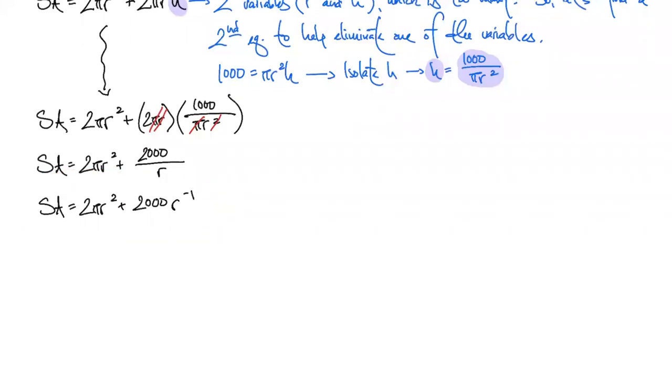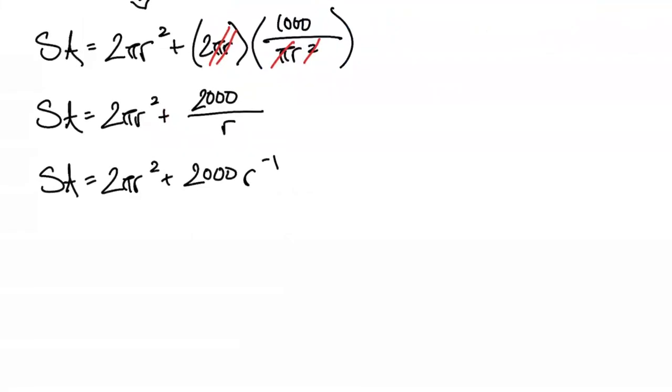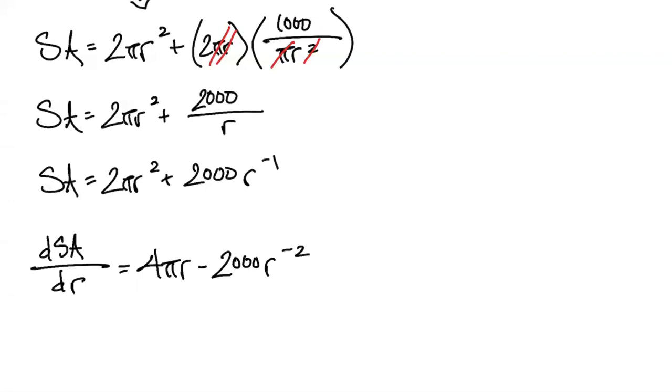Now we were able to turn something into an equation where when we want to take the derivative, we only need power rule. And so let's take that derivative. The derivative of surface area with respect to the radius, so we need a dr on the bottom, is going to be 4 pi r minus 2000 r to the negative 2. Right? So we're going to use power rule.